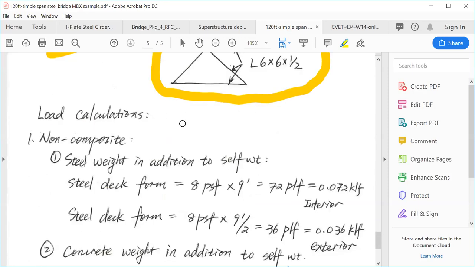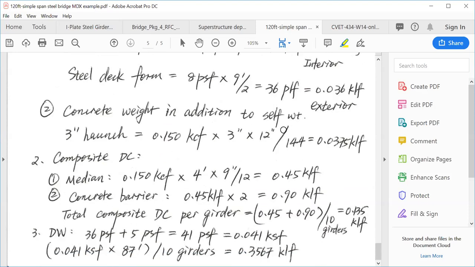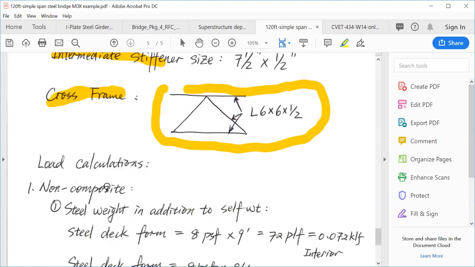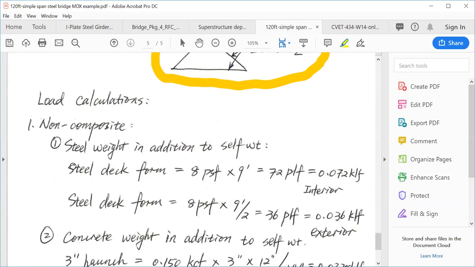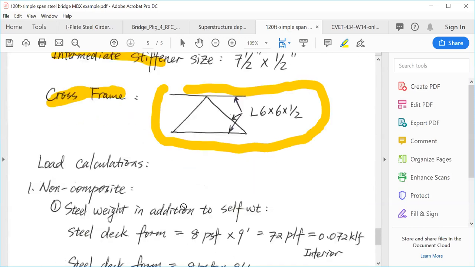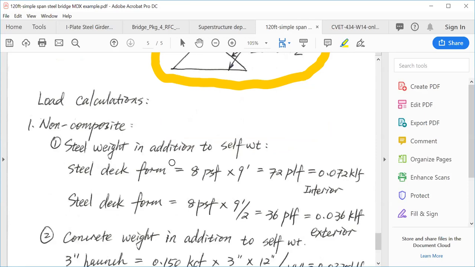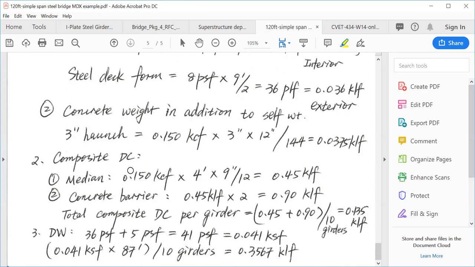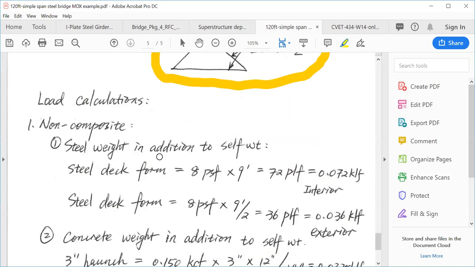And before we use the MDX, I provide some load calculations. Okay, so just put right here, and I will show you the details where we input the load, non-composite and composite load, and DW in the MDX software. Okay, so I did some calculations and put them into this document, and I will explain more when we use the MDX to input the load.